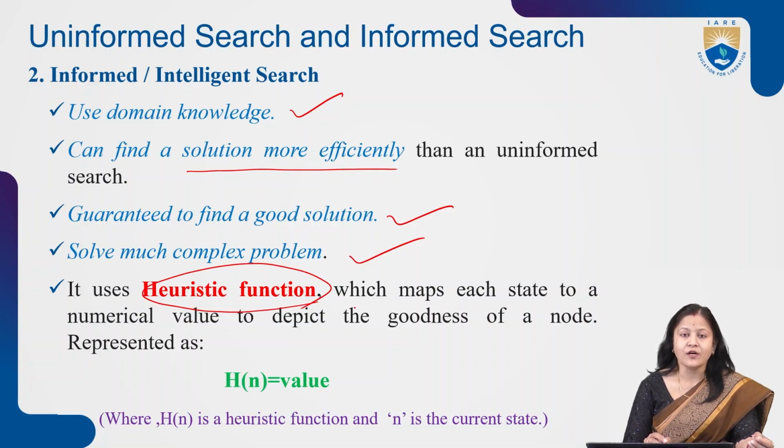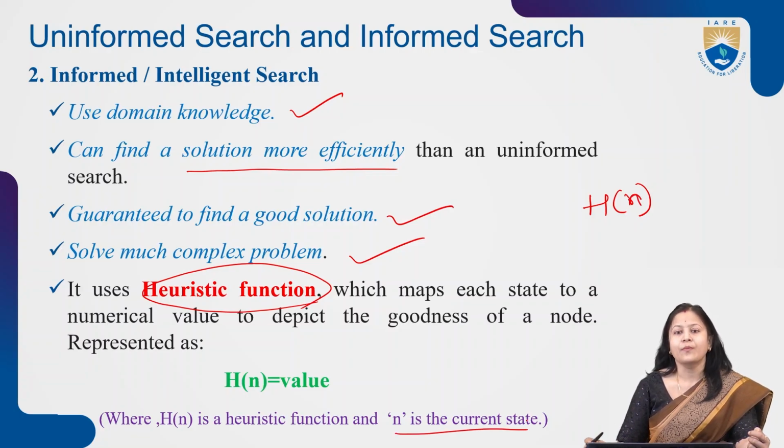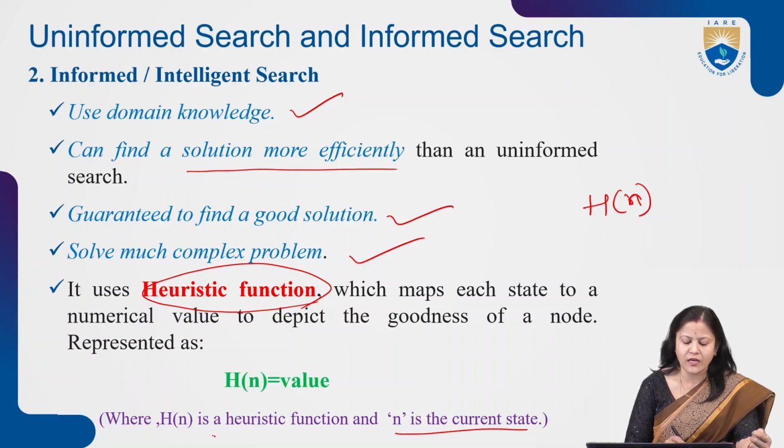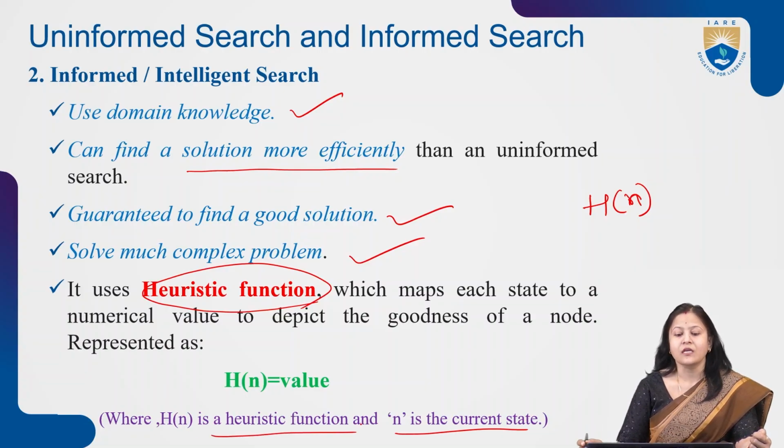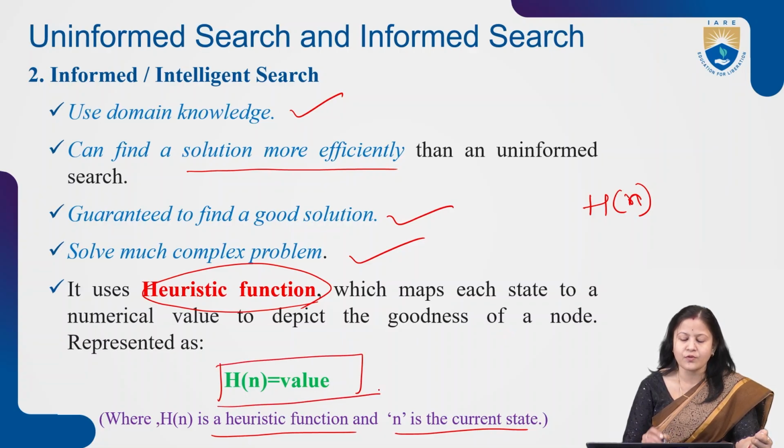So the heuristic function is normally denoted as H of N. H stands for heuristic. Heuristic means in advance. N is nothing but the current state, and H of N is the heuristic function. What it does is map each state to a numerical value to depict the goodness of a node. So that is the representation of the heuristic value.